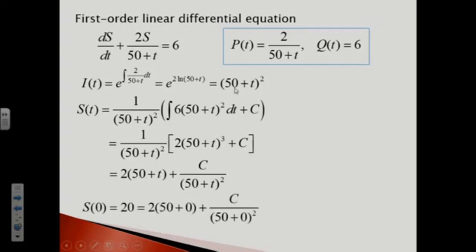To evaluate c, we recall that there are 20 pounds of salt initially in the solution. This means S(0) equals 20, so that 20 equals 2 multiplied by (50 plus 0) plus c over (50 plus 0) squared. We obtain c equals minus 80 multiplied by 50 squared.